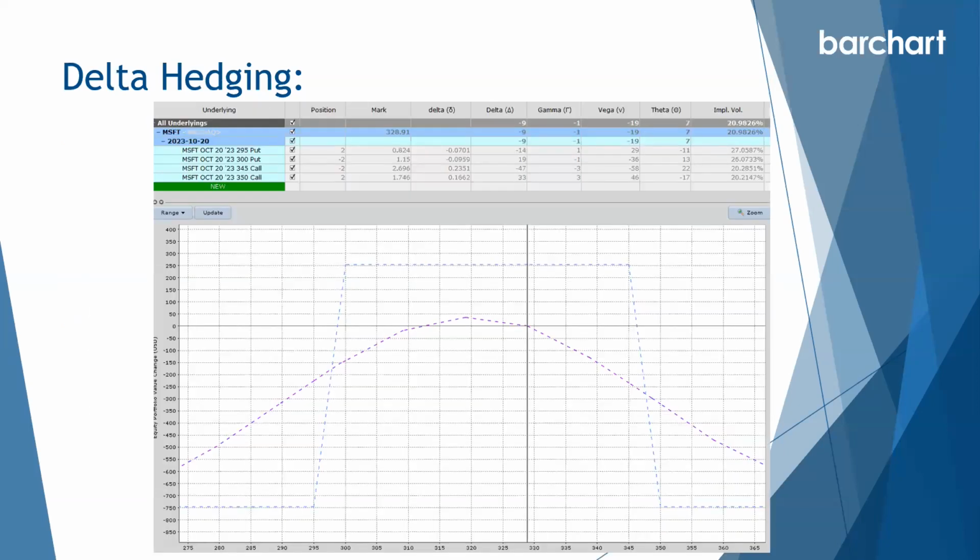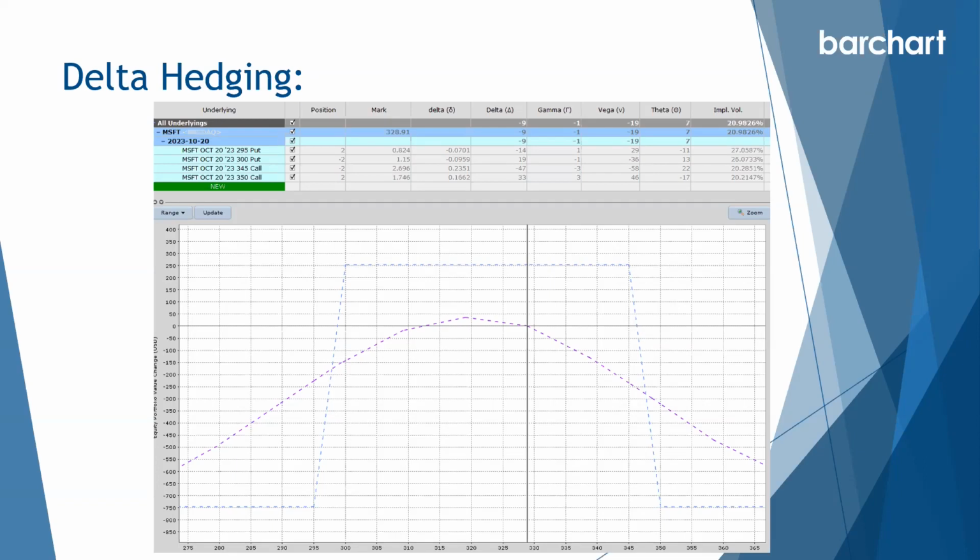So here we've got another example of an iron condor trade on Microsoft for the October 20 expiration. The first 2 line items is the put spread side of the iron condor. We're selling 2 of the 300 puts, and we've got a long position of 2 of the 295 puts. And then on the call spreads, we're short 2 contracts of the 345 call, and we're long 2 contracts of the 350 call. So that's created our iron condor.